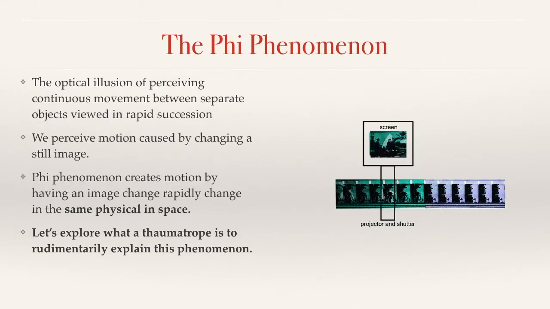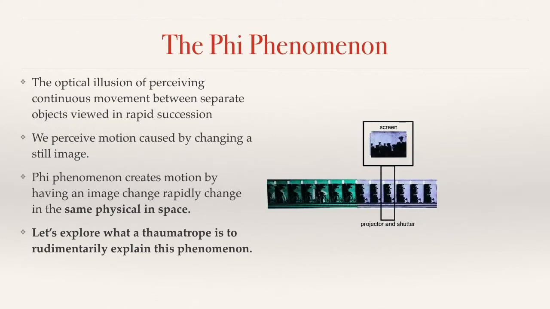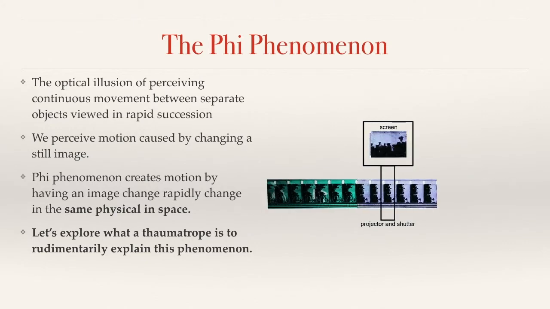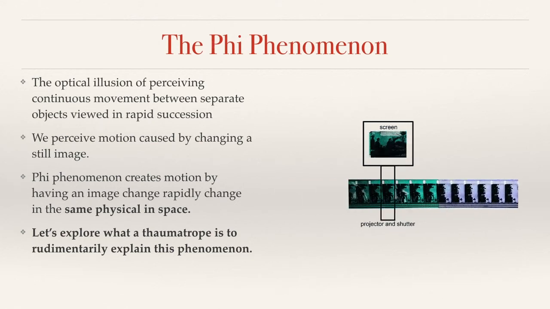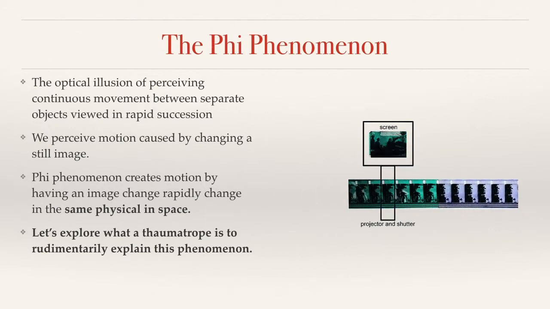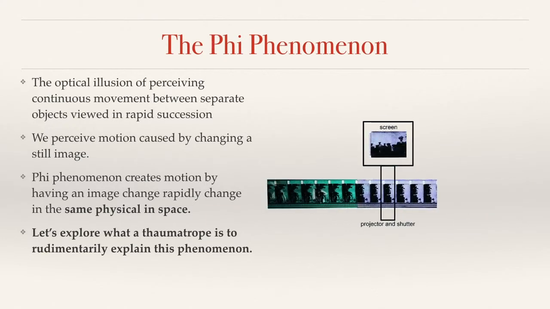The phi phenomenon is an optical illusion, and what it's doing is it allows us to see motion in things that don't move. So we're perceiving continuous motion between separate objects viewed in rapid succession. When we change a still image in the same place in rapid succession, we get the illusion of motion. What's important to remember in the phi phenomenon is that the motion of the rapidly changing image has to happen in the same physical space.